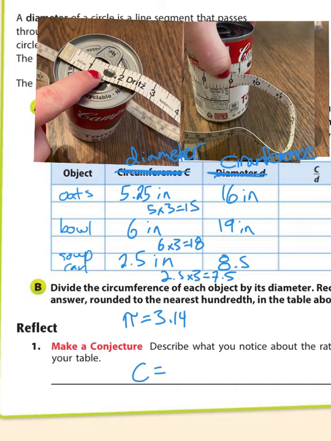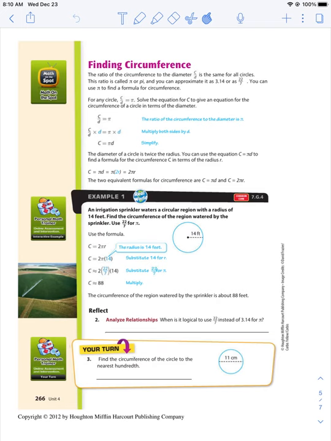So our formula for circumference is going to be pi times the diameter. This is an important thing to have in your notes. All right, let's skip down to example 1 here. An irrigation sprinkler waters a circular region with a radius of 14 feet. Find the circumference of the region watered by the sprinkler. This says use 22/7 for pi. We're not going to do that. We're going to use 3.14 for pi. So pi is about 3.14.